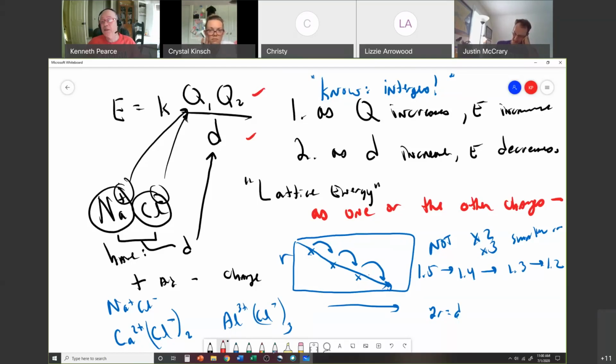That given a choice between deciding if 2 things have changed, because this is one of these things. If you have 2 things that change, which one's most important? The charge or the actual size of the atoms? And the answer is the charge is the most important part.